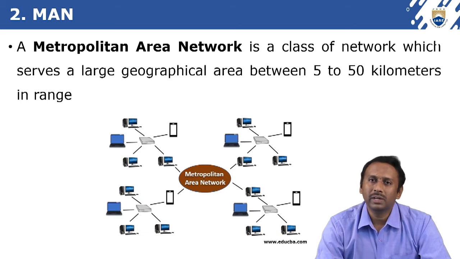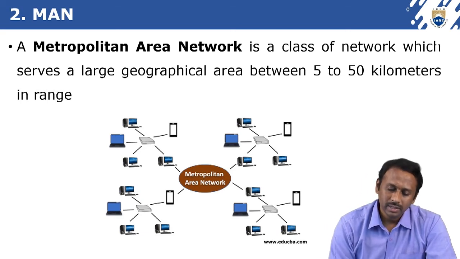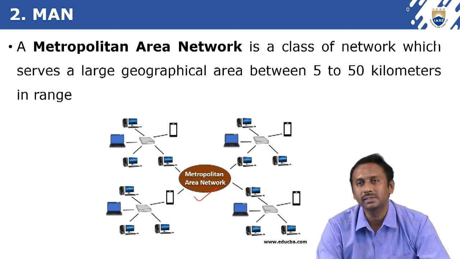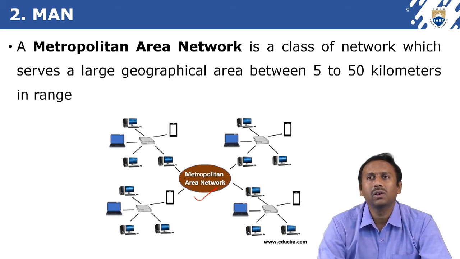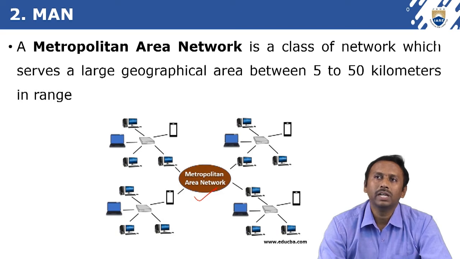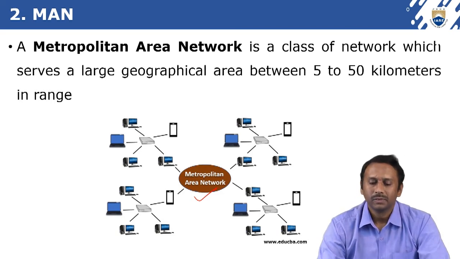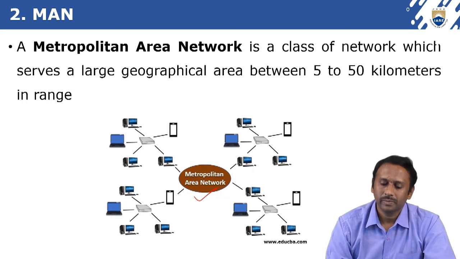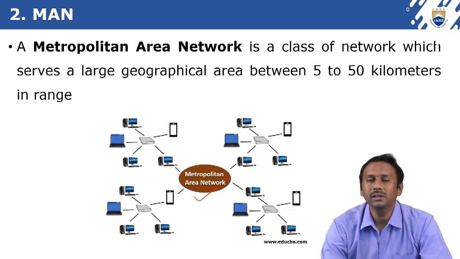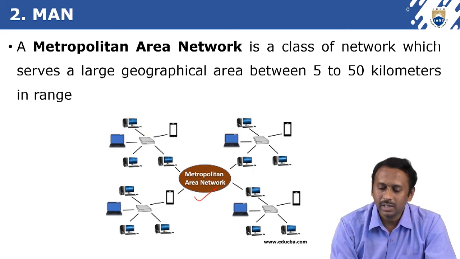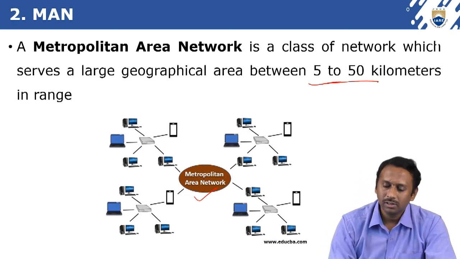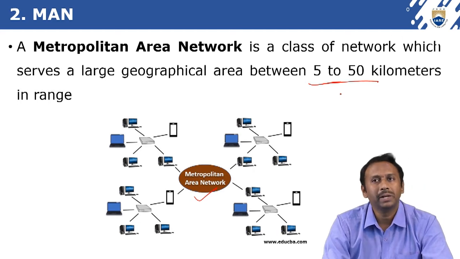The next is the metropolitan area network. If you observe the figure, in a metropolitan area network different networks are connected to each other. A metropolitan area network is a class of network which serves a large geographical area between 5 to 50 kilometers in range. Everywhere, whether LAN, MAN or WAN, there is a range. If the range is very small, it comes under local area network. If the range is 5 to 50 kilometers, we can assume it is within the city, and we can establish a metropolitan area network.